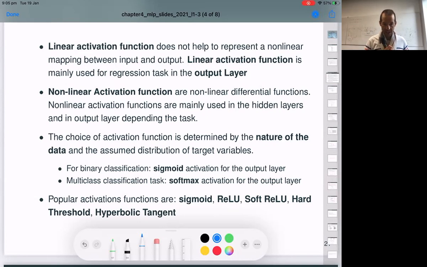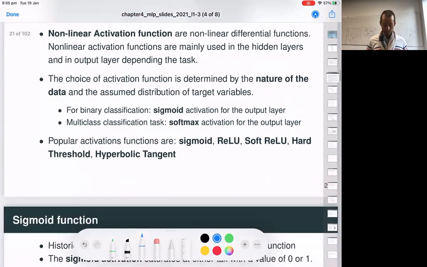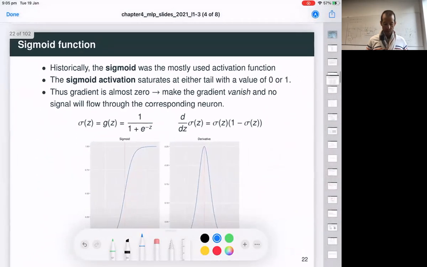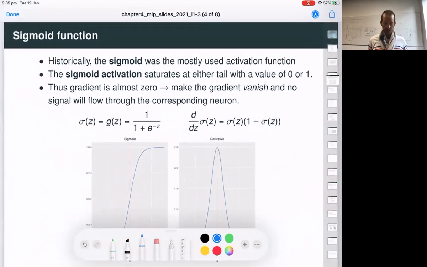And after, for the hidden layer, there are different options, possibilities. So we have the sigmoid, the ReLU, the soft ReLU, the hard threshold, hyperbolic tangent. These are the most popular, but there are more. What is important about the nonlinear function is to understand its derivative too, because the derivative is very important during the optimization process. And it maybe gives you some insight into why to choose which kind of activation function.